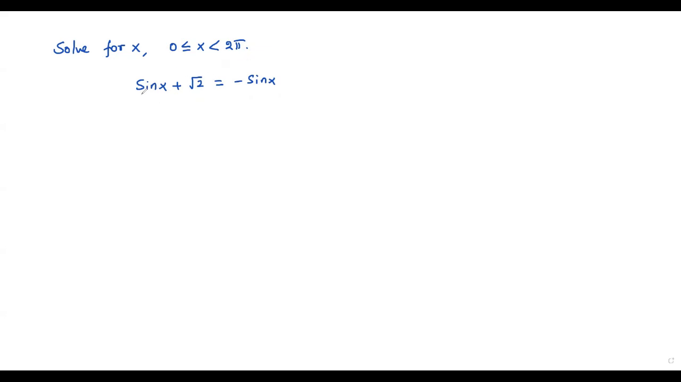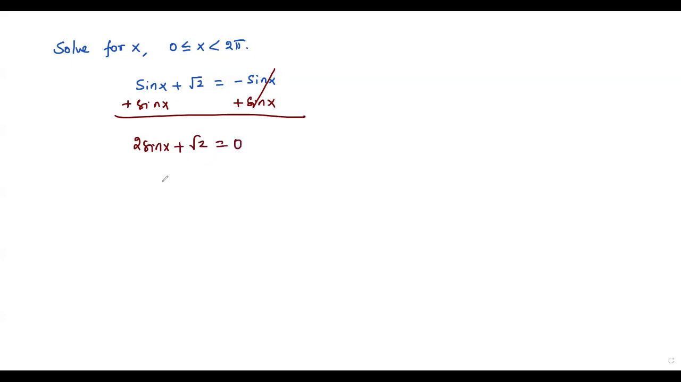Okay, now to solve for x in this trigonometric equation, first I have to simplify this equation because I find sin x on both left side and right side of this equation. So first I have to combine the two sin x. For that I have to get rid of the negative sin x on the right side. So I am adding sin x to both sides. So negative sin x, positive sin x will cancel out. Now on the left side, I'm getting 2 sin x positive square root of 2 equals to 0.